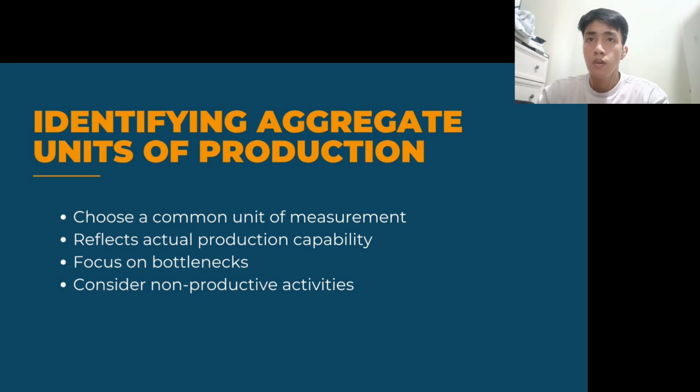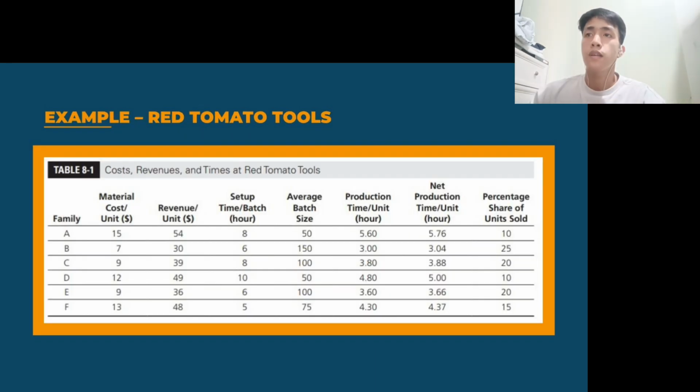So in short, choosing the right aggregate unit is very important para mas maging accurate, realistic at workable yung buong aggregate plan mo. Ito naman yung example ng Red Tomato Tools. Ito yung table niya. So to better understand aggregate planning, let's look at an example.